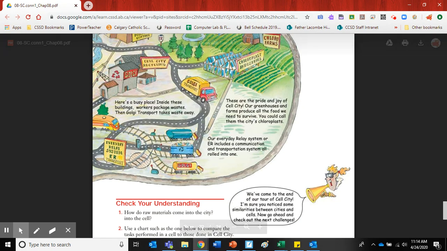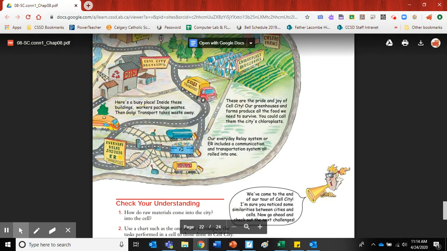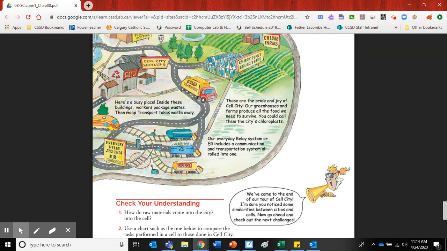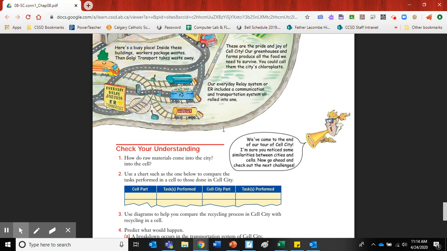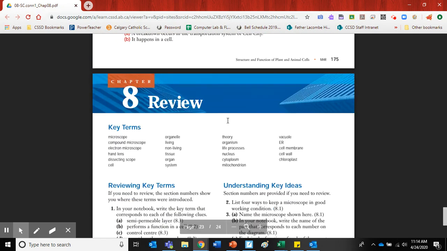So make sure we're practicing the cell as if it were a city. And does it help deepen your understanding? How do you make sense of it all? So it's interesting, but go through it slowly and it helps reinforce the different parts of the cell.